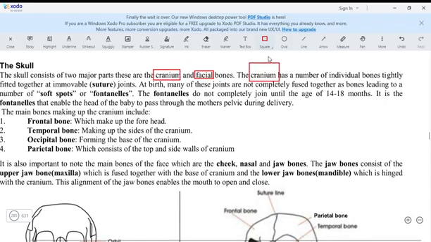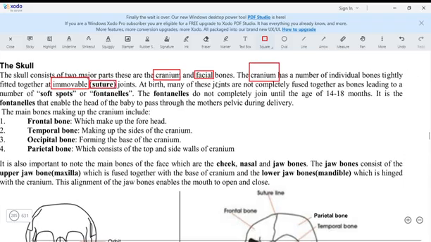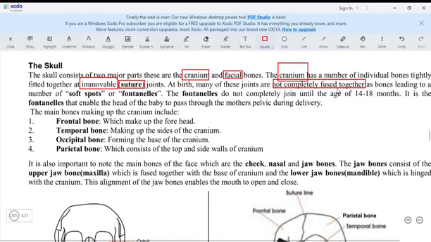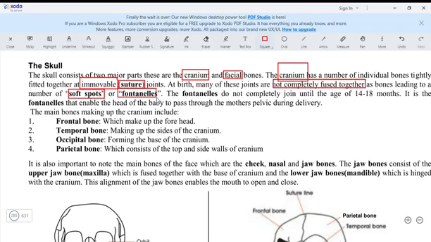The cranium has a number of individual bones tightly fitted together at immovable joints, which are called suture joints. But at birth, many of these joints are not completely fused together. They are separated. That's why a baby has more bones than an adult. Because their bones are not fused together completely, those small gaps are called soft spots or fontanelles.